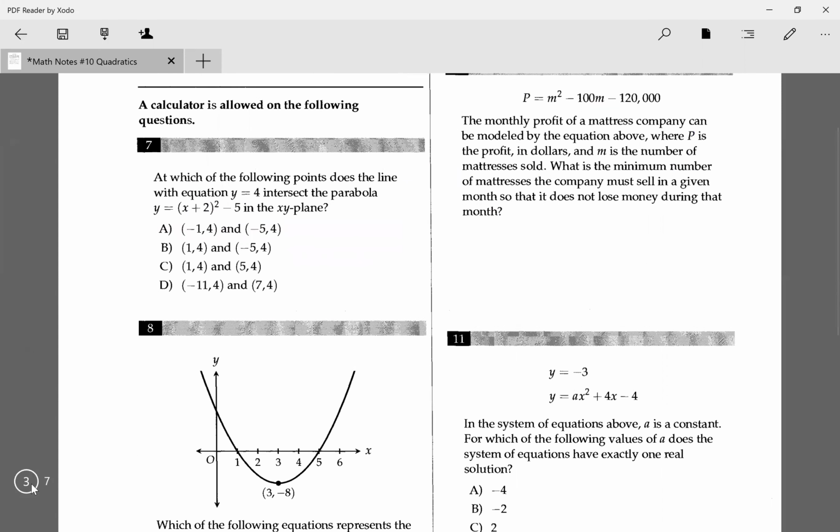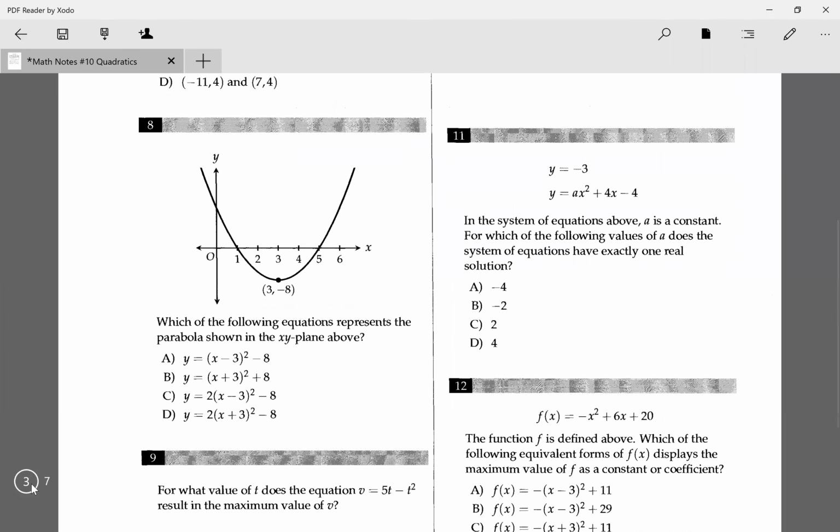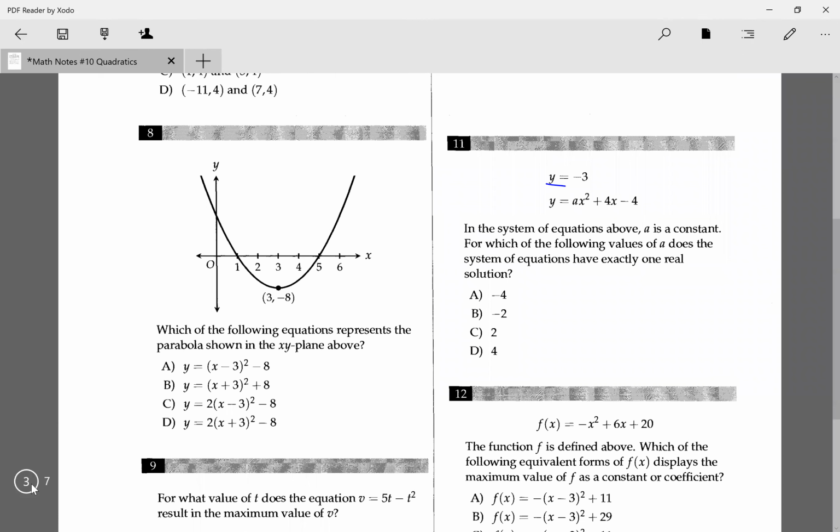And the other quick one I'm going to be going over is going to be number 11. So we have these two equations right here. In the system of equations above, a is a constant. For which of the following values of a does the system of equations have exactly one real solution? So what I first want to do is substitute y equals negative 3 in. So negative 3 equals ax squared plus 4x minus 4. Let me move that negative to the other side. So 0 equals ax squared plus 4x minus 1.